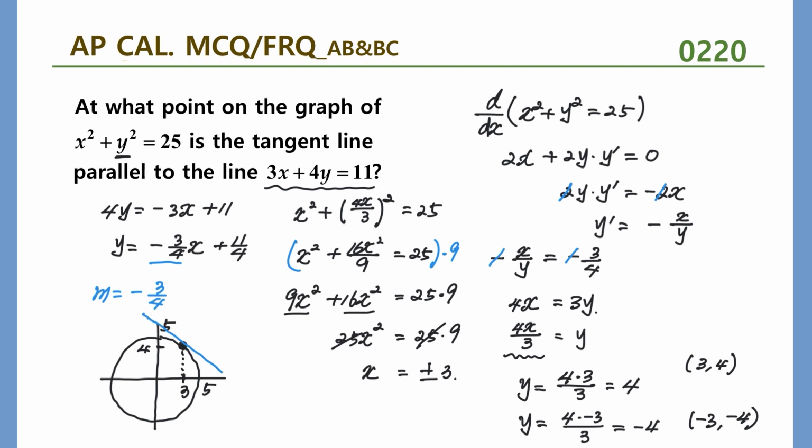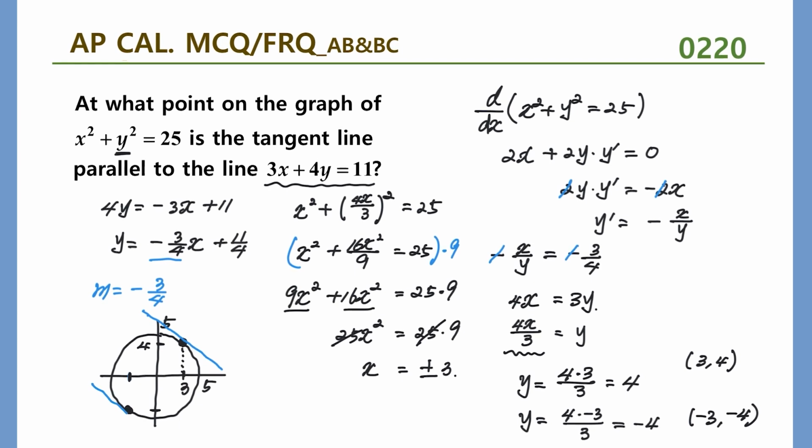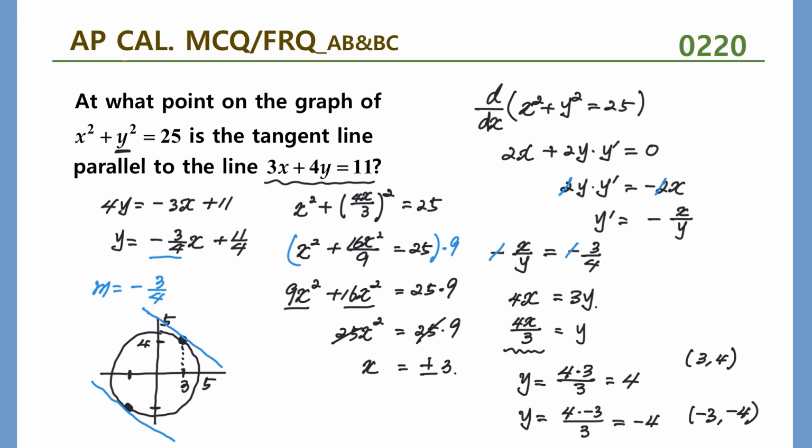And we also have one more point, negative 3, negative 4. So negative 3 somewhere here, negative 4 somewhere here, right? So about here. So we have a tangent line, and this tangent line also has a slope of negative 3 over 4. So this tangent line is also parallel to this line, right?